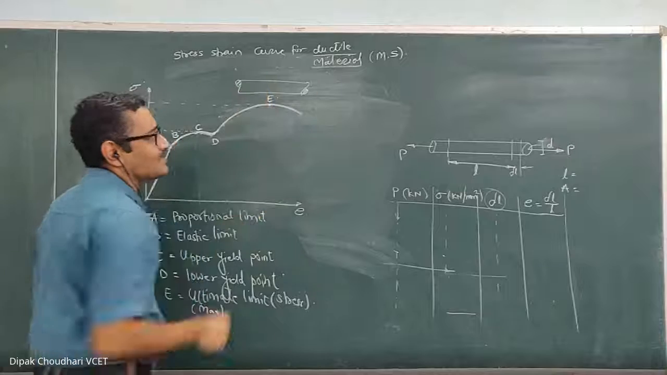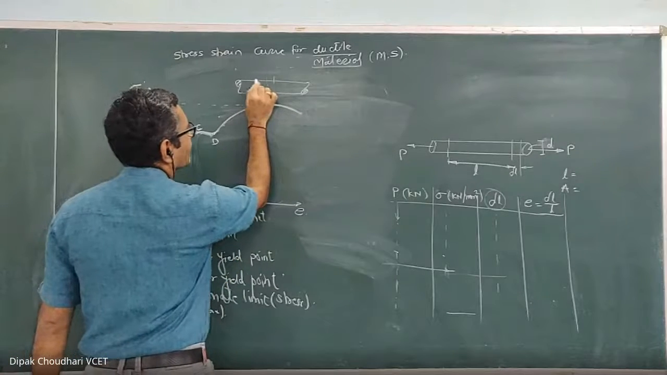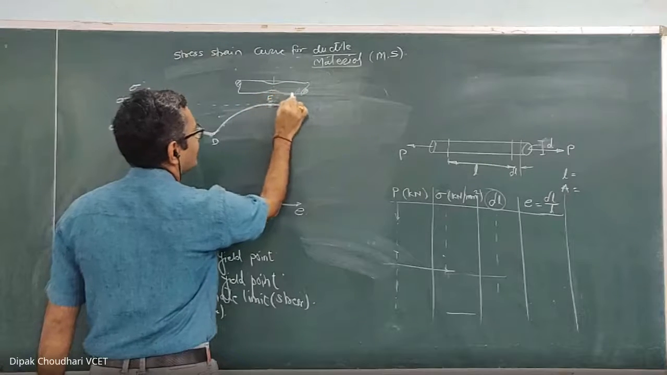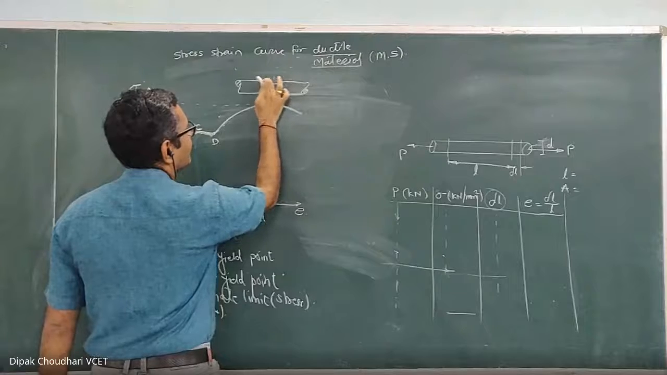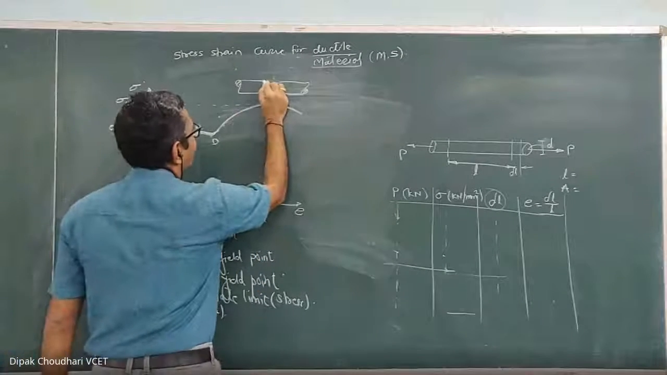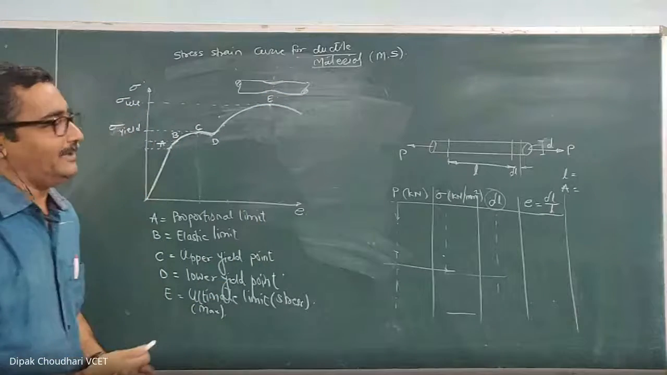So this is the original rod. At this ultimate limit, what happens? There is a neck formation. Here at one particular position, there is a reduced cross-sectional area. It is known as neck formation. So neck formation starts here at the maximum stress, at the ultimate limit.